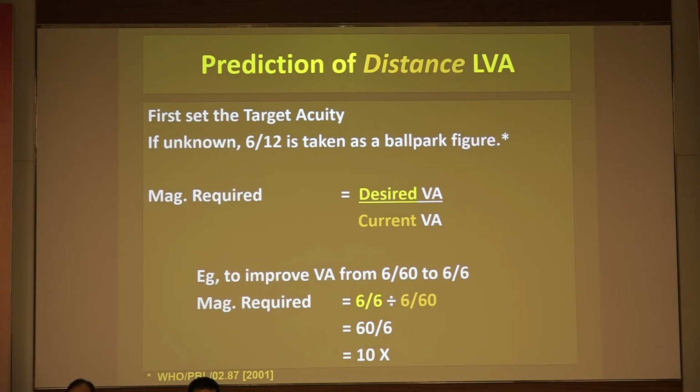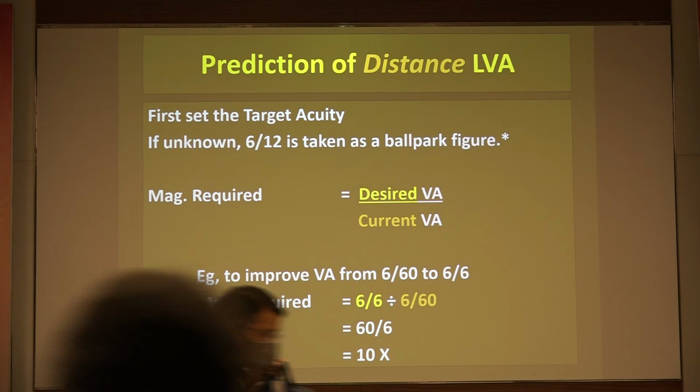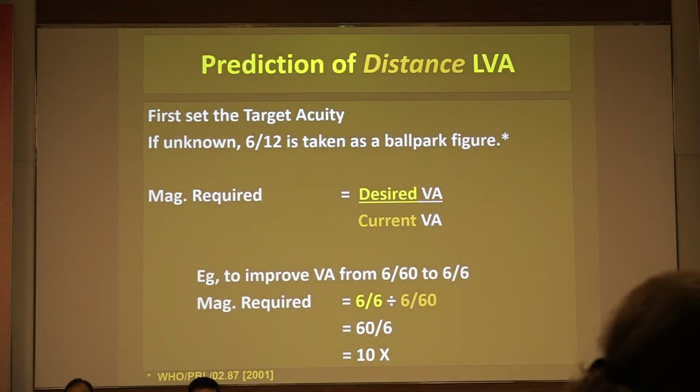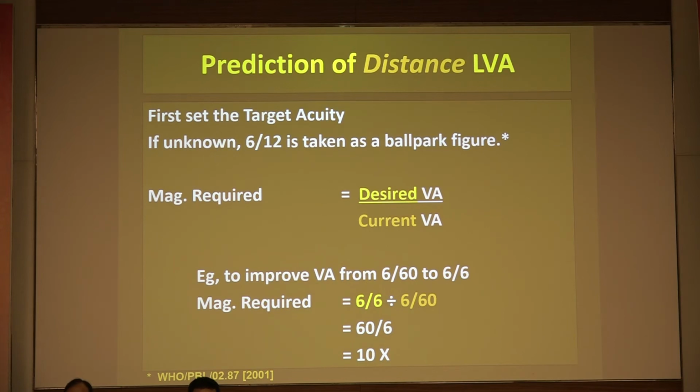And then apply this formula: the magnification you require is equal to the desired vision divided by the current visual acuity of the patient. So as you can see in this example, if you want to improve the vision from 6/60 to 6/6, then the magnification required would be 60 divided by 6, which is 10x. So a 10x telescope is what the patient requires.